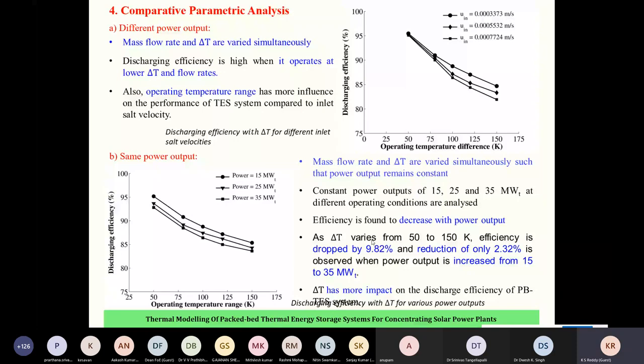If we change the power output from 15 megawatts to 35 megawatts, how is it behaving? How is it behaving with operating temperatures, with the discharge efficiency? You can see that at lower temperature, obviously the efficiencies are higher. As we go to higher temperature, the efficiency drops. And similarly, at lower velocities, you will have a higher discharge efficiency, but when the velocity increases, the temperature drops, so the efficiency will also drop.